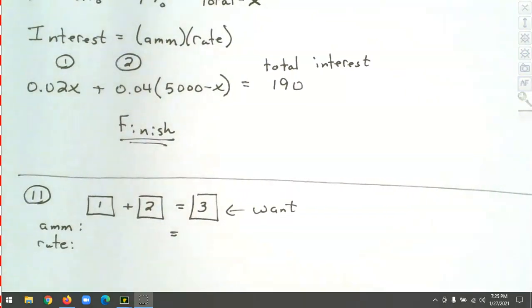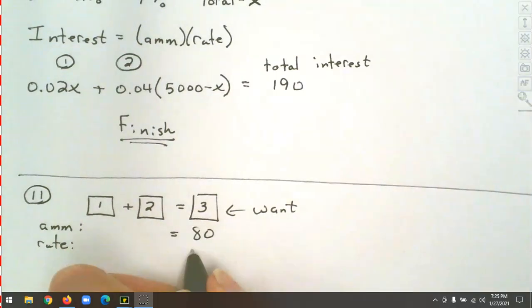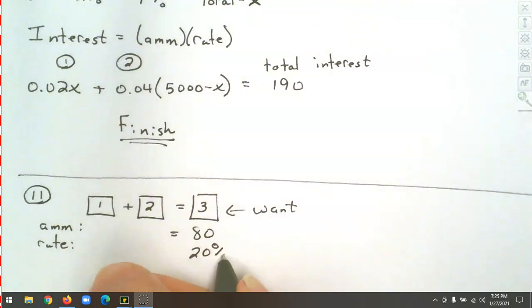So a chemist needs 80 milliliters of a 20% solution. Now that 80 milliliters of a 20% solution, which box is that going to go in? 1, 2, or 3? Well, that's what we want at the end, correct? So when you mix them together, that's what we want. So that means the 80 milliliters of the 20% goes with box 3 because that's what we need to have. So that's why it's going in box 3.